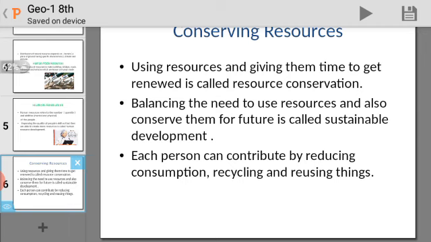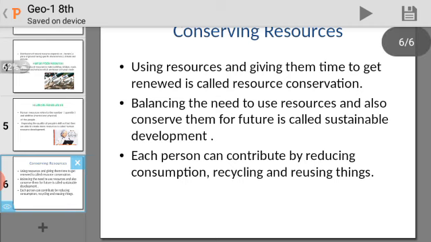And balancing the need to use resources and also conserve them for the future is called sustainable development. We have to balance our need. Instead of using too many resources, we have to try to lead our life within the resources that we get, and within limited resources, that is much better. So this is called sustainable development.